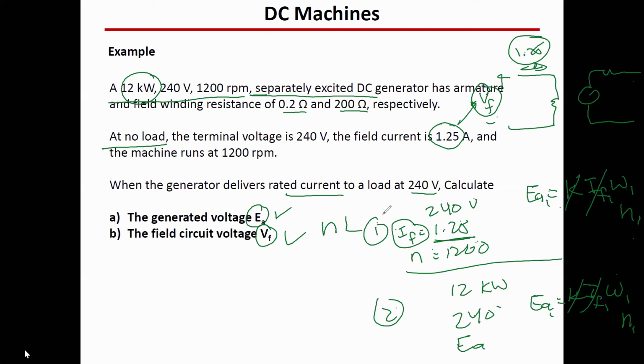Doctor, the question is about shunt, not separately excited. IF will be different? No. If it is shunt, yes.